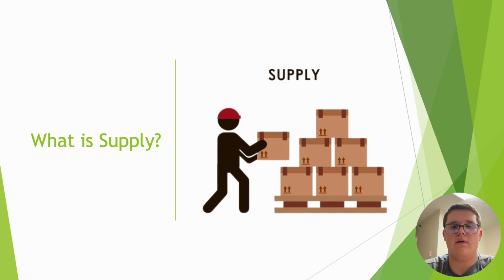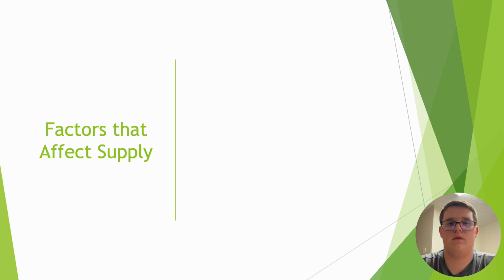Supply is the amount of a good or service that a producer has available and is willing to offer a buyer. The amount of supply can change based on the price it is being sold for, as producers are always trying to maximize profits. In addition to this, there are other factors that affect supply.